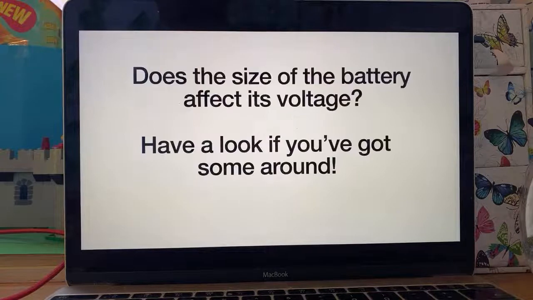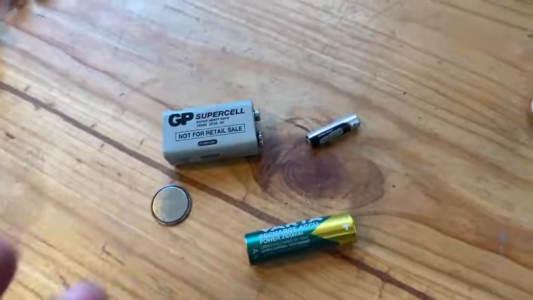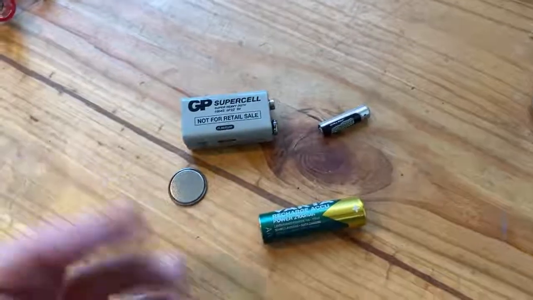Right. So I said to bring some batteries with you if you had some. An assortment of batteries. We need to think, does the size of the battery affect its voltage? Have a look if you've got some. Maybe I should have said, how does the size of the battery affect its voltage? That would have been a better question. So have a look at yours if you've got any with you. If you haven't got any with you, you can look at mine. How does the size of the battery affect its voltage, do you think?